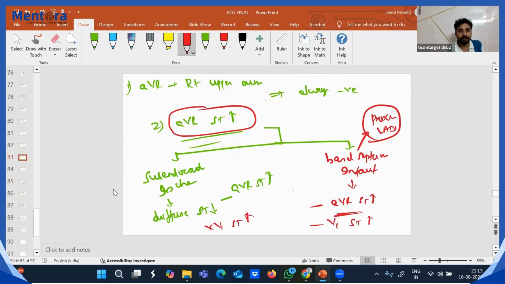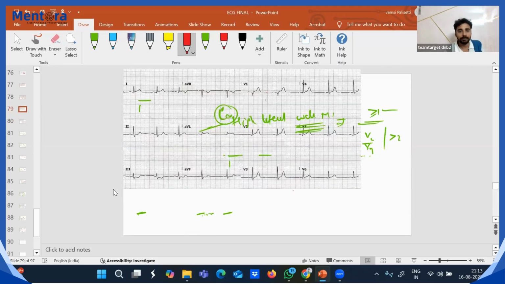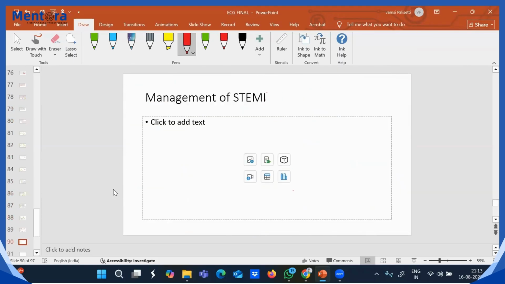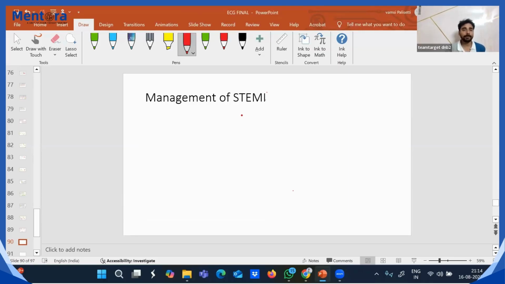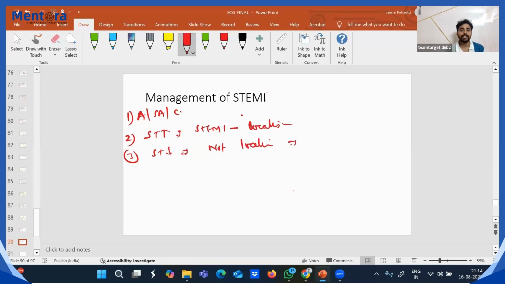Any doubts? So I will summarize this, it's better. See, for any MI, first thing you have to do is decide what type of MI and what is the stage of MI: hyperacute, acute, subacute, chronic. Second thing is, if ST elevations are there, you can label it as ST elevated MI, and ST elevated MI has a localizing value. Localize anterior or inferior or lateral. Then if ST depression is there, it has no localizing value. It is mainly NSTEMI.